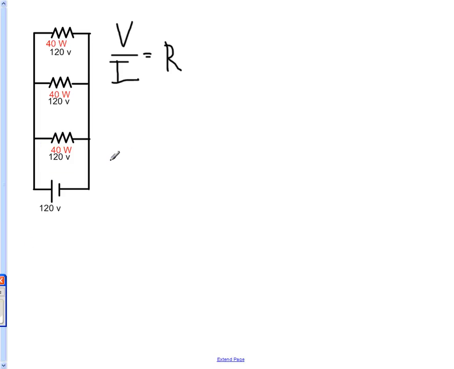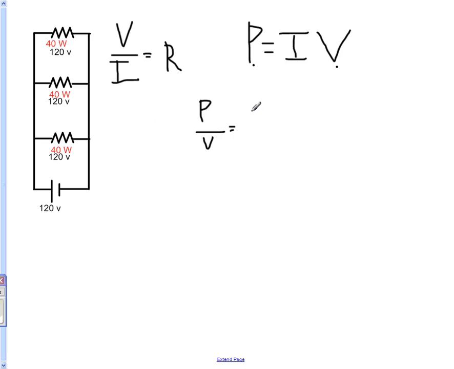To get the current going through each resistor, it's going to be the voltage. We have the voltage, and we can assume that this 40 watts is correct. So we have P equals IV. The power will be equal to the current times voltage. We know the voltage, we know the power. If we need the current, we'll just divide it out. So I will be P divided by V.